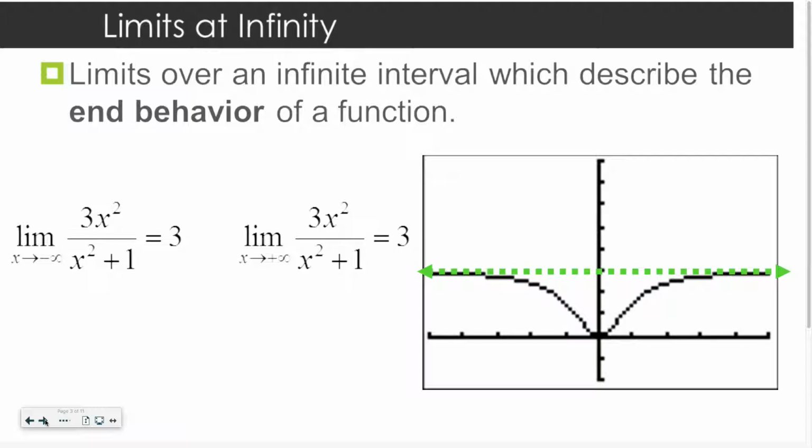So like in the case of this graph, we have a horizontal asymptote here at y equals 3. So you can see as we go to the left, as we go towards negative infinity, our graph approaches 3. As we go towards positive infinity, our graph approaches 3. That's the definition of a horizontal asymptote. Towards the ends, we're going to approach that y value.